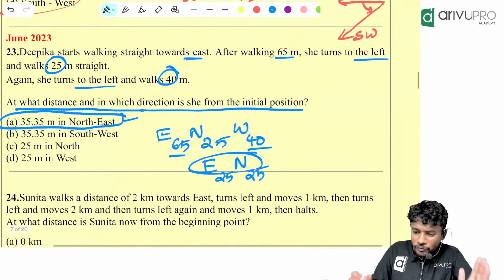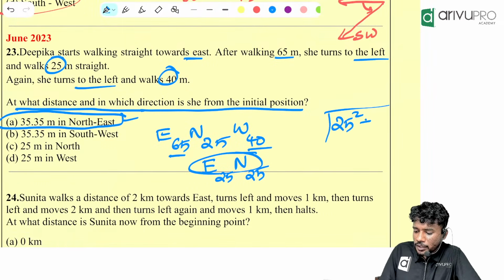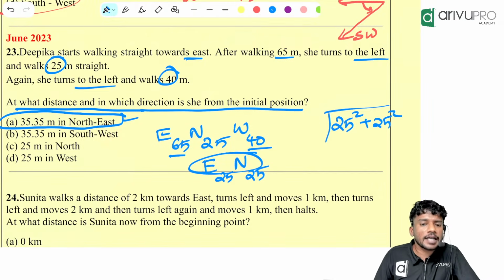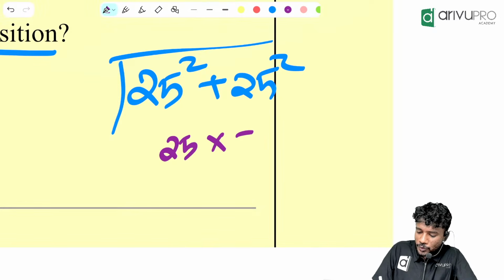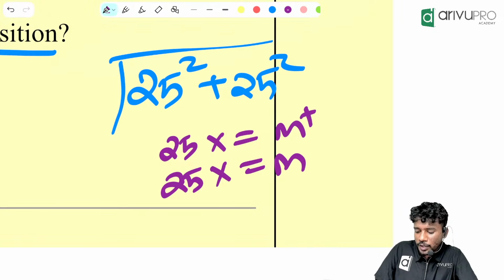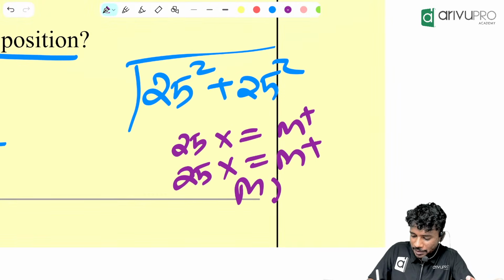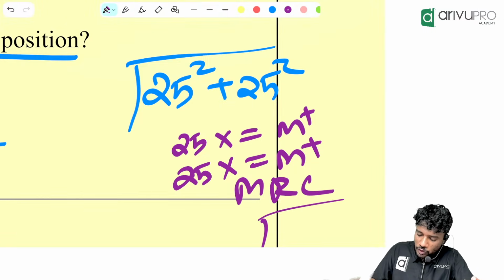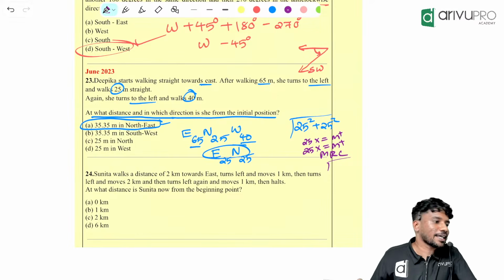But in general, how will you find the distance? Root of Pythagoras: 25 square plus 25 square. Take your calculator. How to do it in the calculator? 25 into equal to M plus. Then 25 into equal to M plus, or click M plus 2 times. Both are fine. Then MRC, then click root. You will get 35.35 something on your calculator.